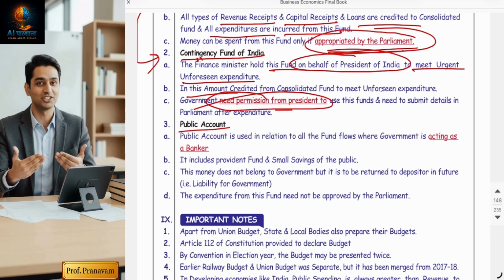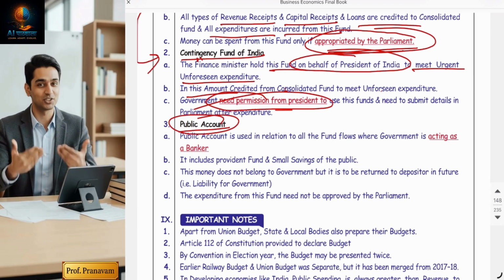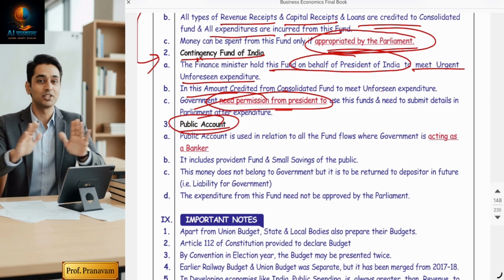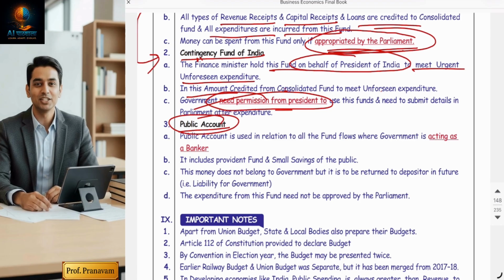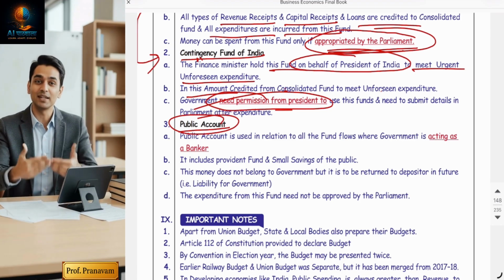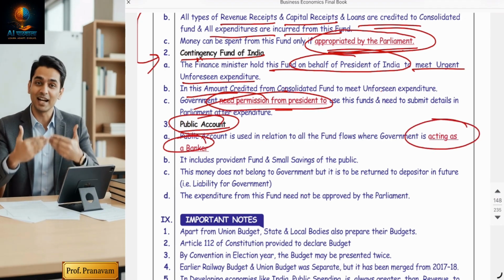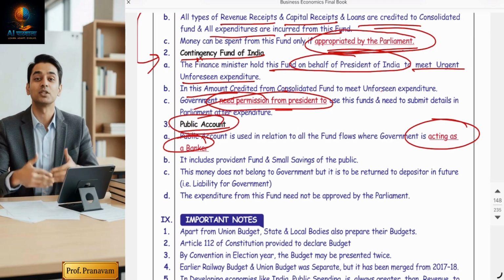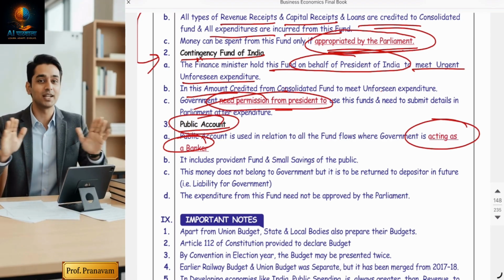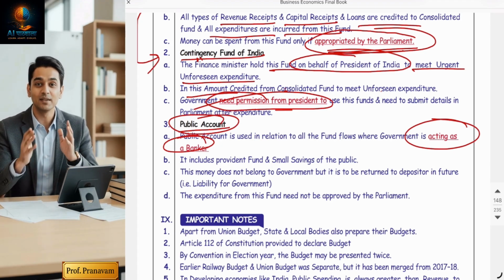Next, the public account of India. Friends, the public account means the amount which is taken from the public by the government in the form of borrowings and deposits. All deposits or saving deposits of the public which the government is managing are called the public account. In this, the government is acting as a banker. The amount in the public account is a liability for the government. They have to pay interest to the public for the long term, and that money can be used for development.